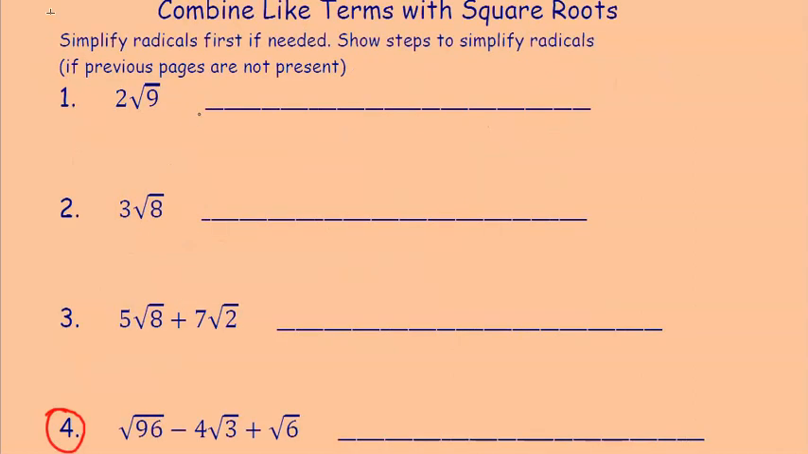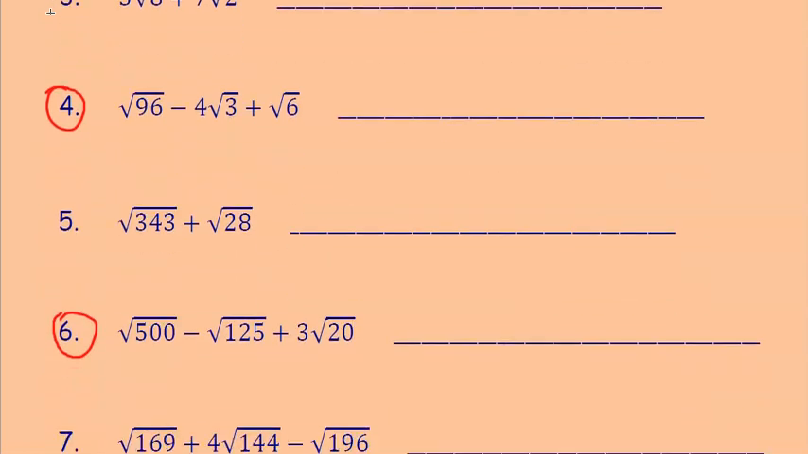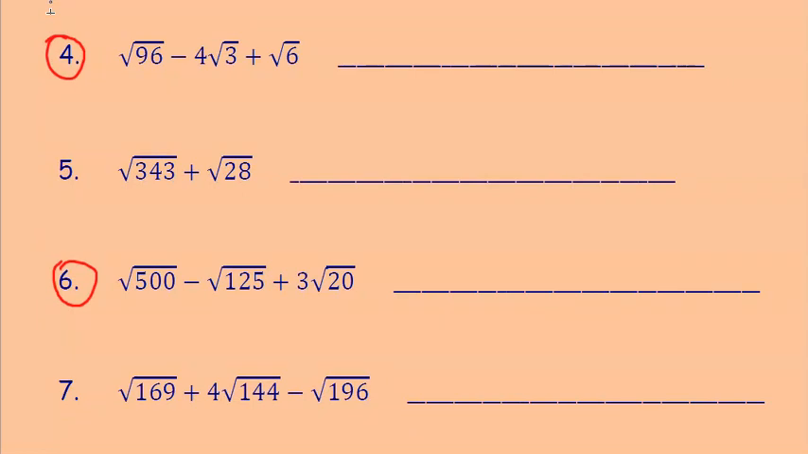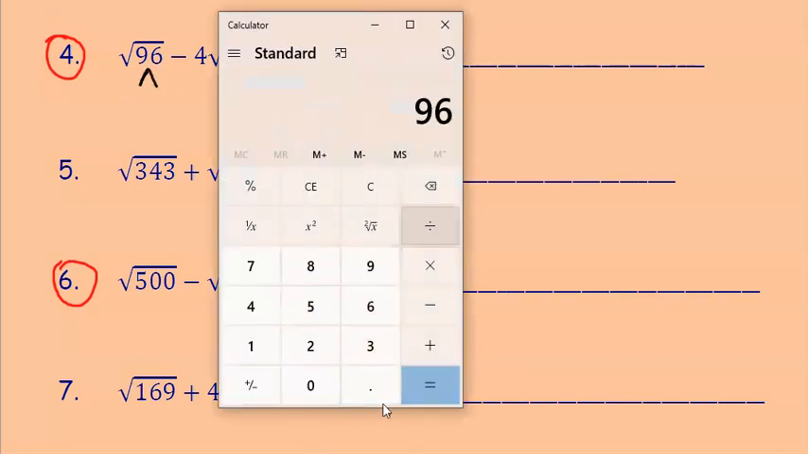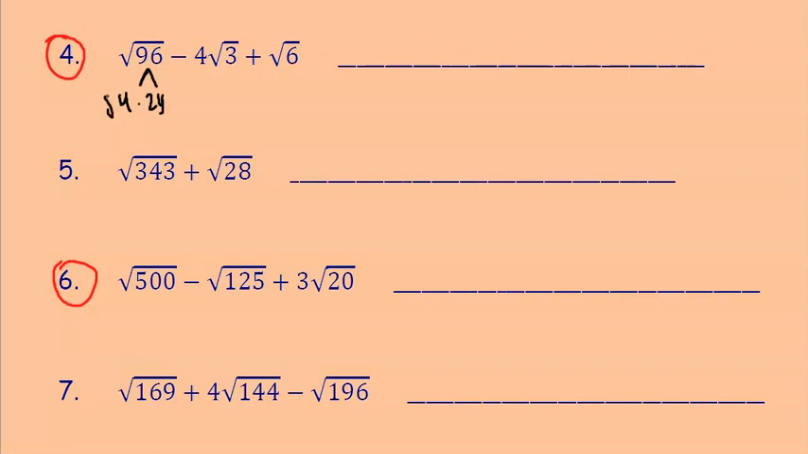Page 25. Combine like terms with square roots. Simplify radicals first if needed. Show steps to simplify the radicals. Let's look at number 4. We have the square root of 96 minus 4 times the square root of 3 plus the square root of 6. So we want to simplify the square root of 96. So let's take our calculator. 96 divided by 4. That gives you 24. 24 is 4 times 6.